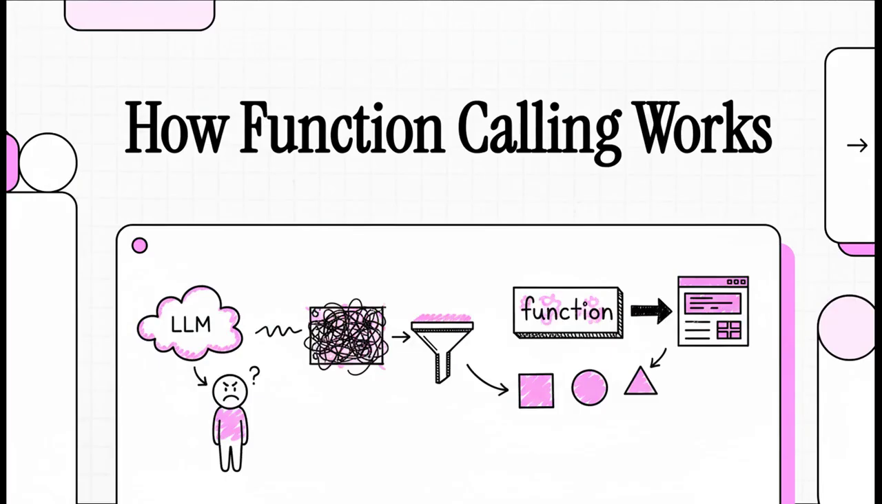So if you've ever tried to get a large language model to give you data that your software can actually use, you know the pain. You need this nice, structured, reliable output, but instead you just get a wall of text. Well, today we're going to dig into the solution that's finally making AI applications robust and predictable: function calling.